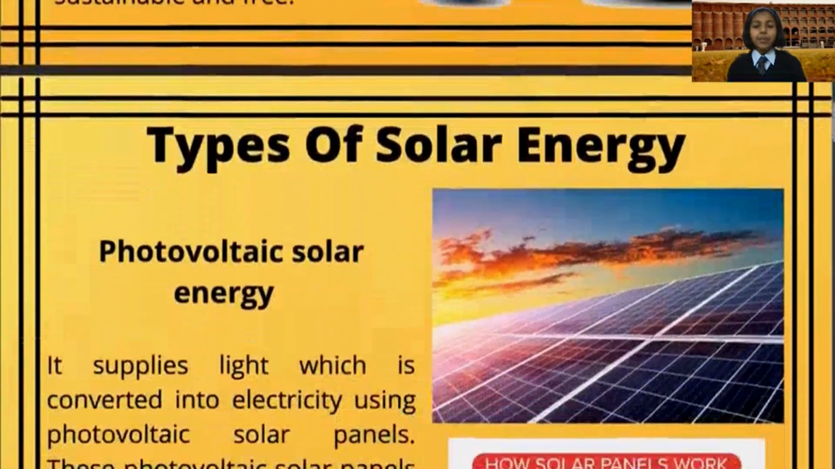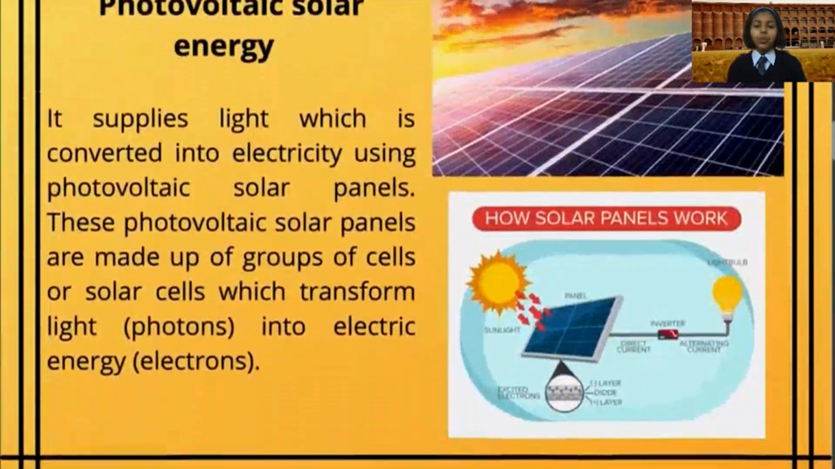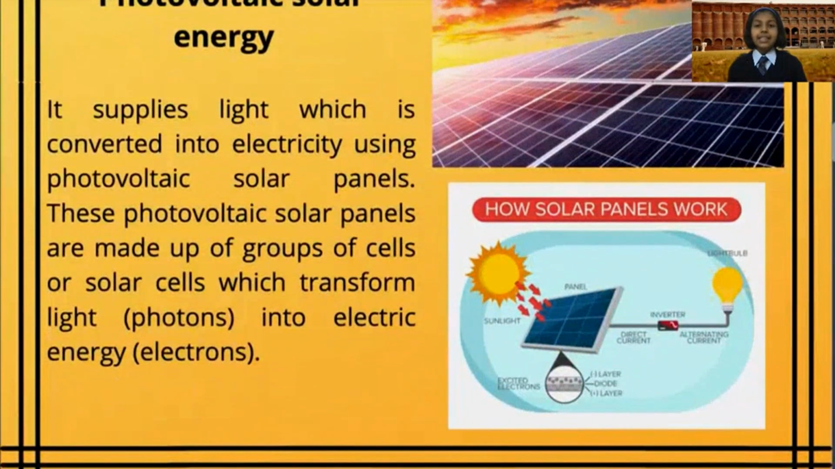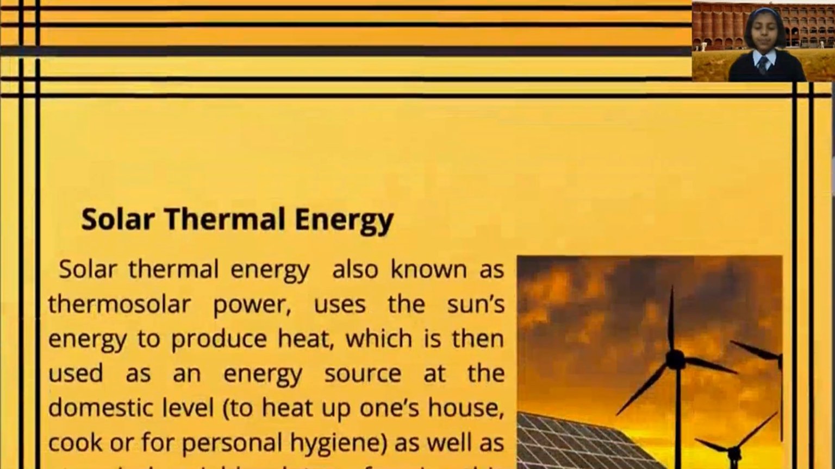Types of solar energy. Photovoltaic solar energy. It supplies light which is converted into electricity using photovoltaic solar panels. These photovoltaic solar panels are made up of groups of solar cells which transform light into electric energy.